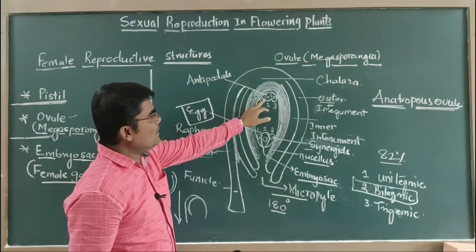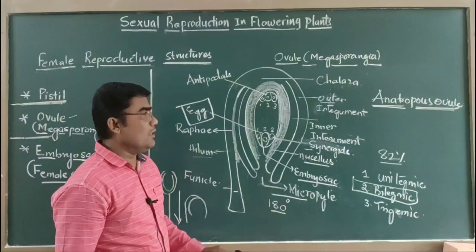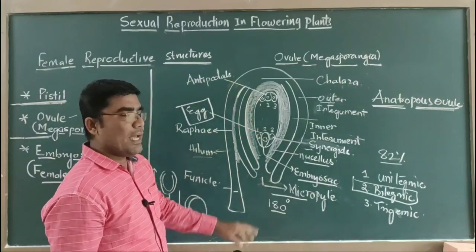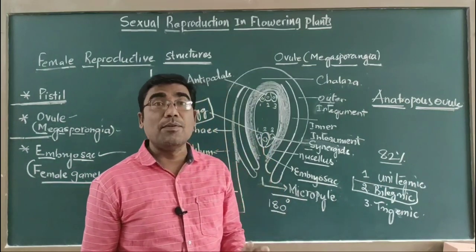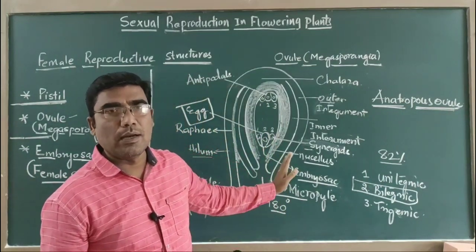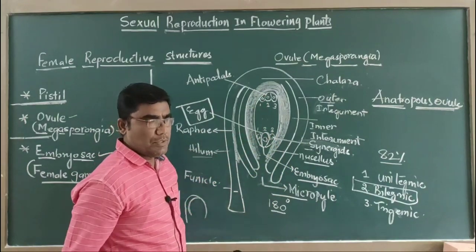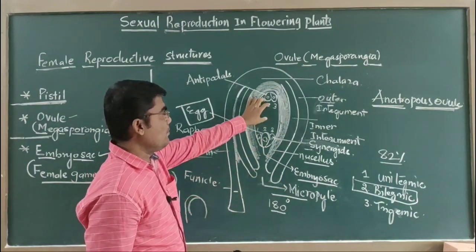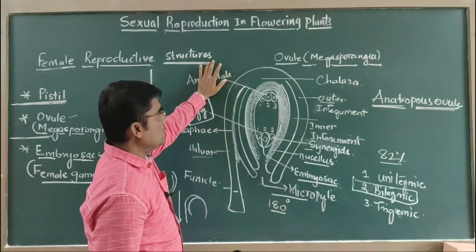Then what is the role of these 3 antipodals in the embryo sac, in the fertilization? Commonly these 3 antipodals in a normal fertilization are vestigial, no work. They do not have any type of important role. They do not have any type of important function. Because of this reason these 3 are vestigial.